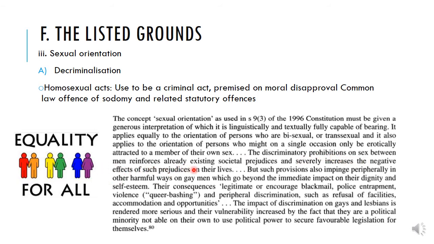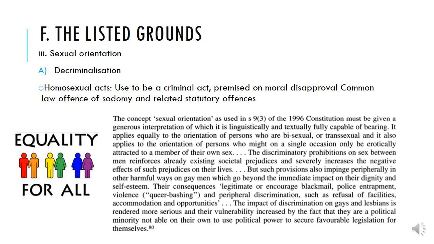The discriminatory prohibitions on sex between men reinforce already existing societal prejudice and severely increase the negative effects of such prejudice on their lives. But such provisions also impinge in other harmful ways on gay men, which go beyond the immediate impact on their dignity and self-esteem. Their consequences include legitimized or encouraged blackmail, police entrapment, violence, and discrimination, such as refusal of facilities, accommodation, and opportunities. The impact of discrimination on gays and lesbians is rendered more serious, and their vulnerability increased, by the fact that they are a political minority, not able on their own to use political power to secure favorable legislation for themselves.